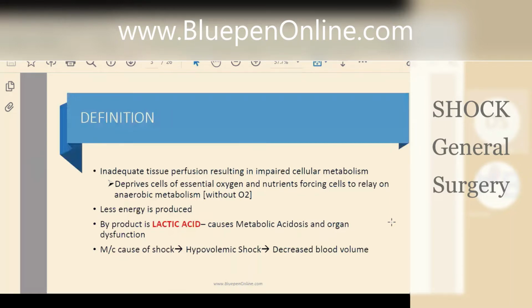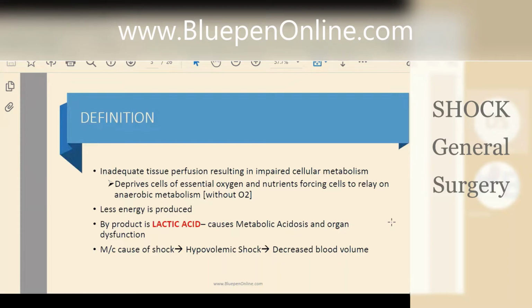So there are two types of metabolism happening in the body, that is aerobic and anaerobic metabolism. Aerobic metabolism uses oxygen, whereas anaerobic metabolism does not use oxygen. So when aerobic metabolism takes place, there's production of ATP, but in anaerobic metabolism there is usage of ATP. ATP is the energy of our cells. So less energy is produced and the cells will start going weak, and it will lead to shock.